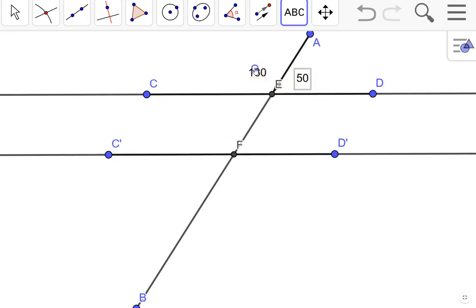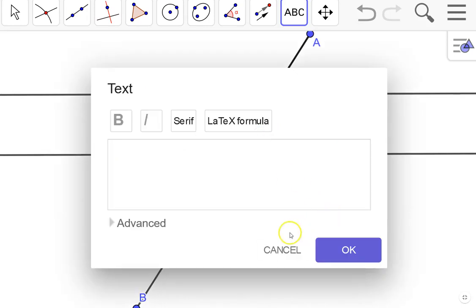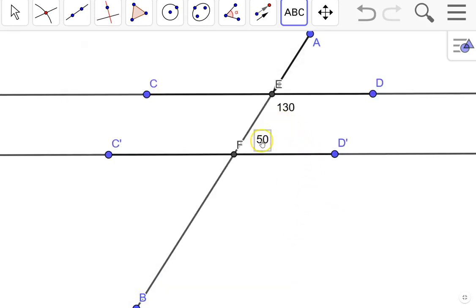Okay, so let's say that we know this angle here is 130. What is the measure of this angle here? Well, we proved it with corresponding angles. This is 50. What I want you to notice is that when these lines are parallel, when CD is parallel to C prime D prime, these interior angles on the same side will have a sum of 180. Okay, and that goes true for both sides. So this other side over here, they're going to have a sum of 180.